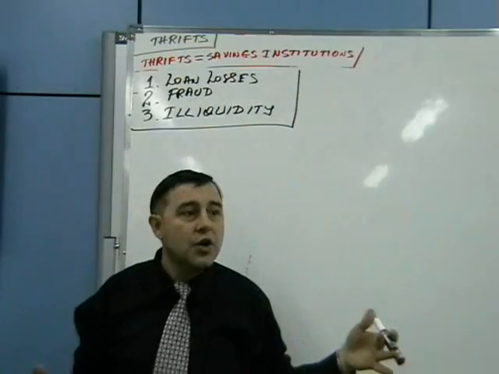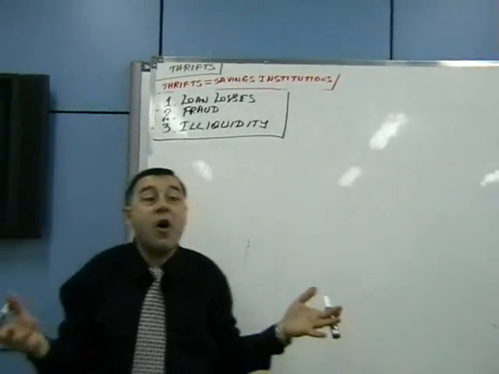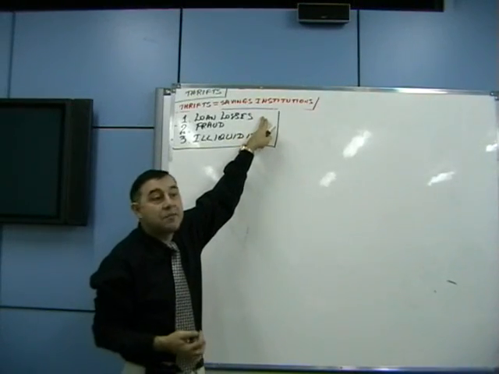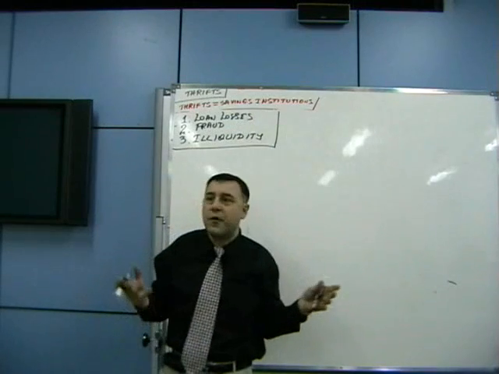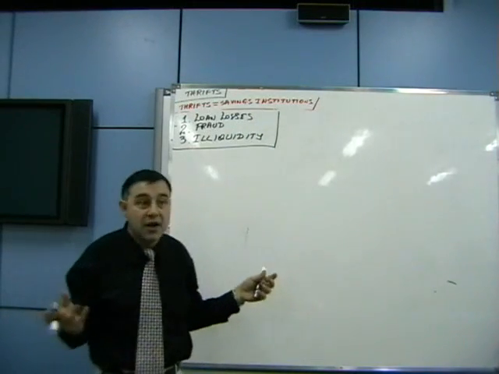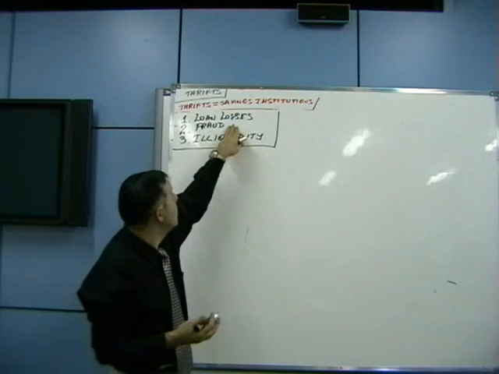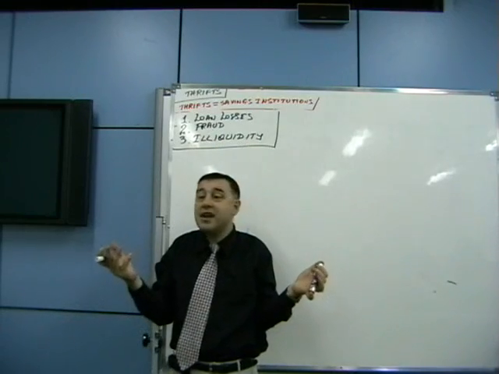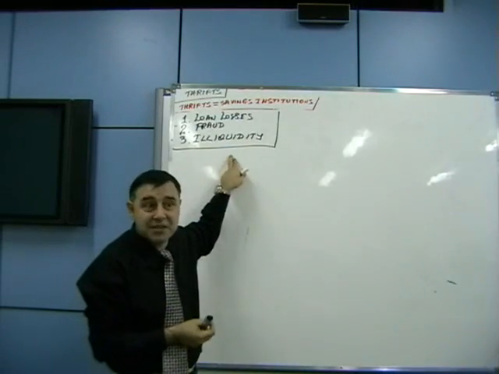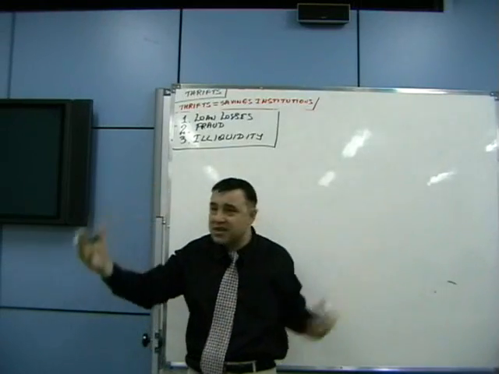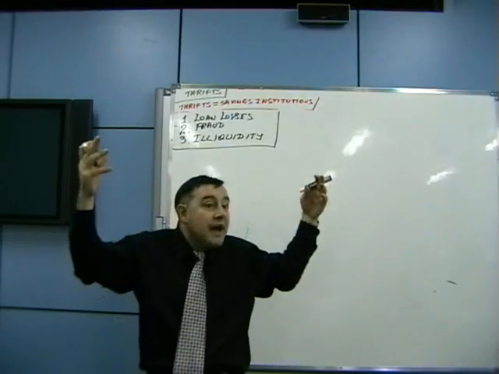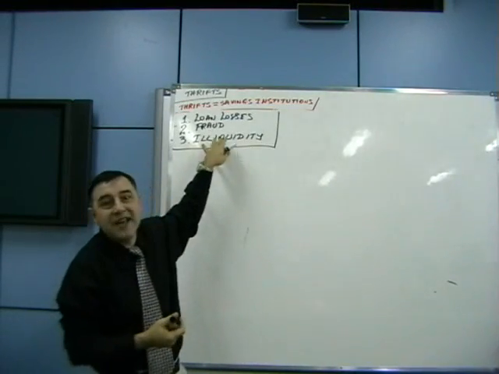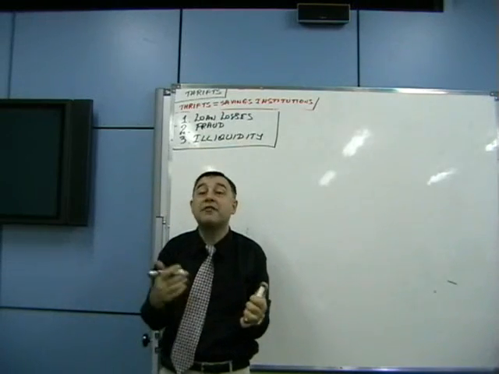Loan losses. Where did the losses come from? What caused the losses? You need to spend a long time to figure this part out. Then fraud, where did the fraud come from? Usually the American banking system is not like that. And number three, illiquidity. Well, they just suddenly became illiquid, kind of like the Bulgarian banking system today. Suddenly the whole banking system is illiquid and it came out of nowhere. Well, these things don't work like that. The whole banking system doesn't just become illiquid out of nowhere.